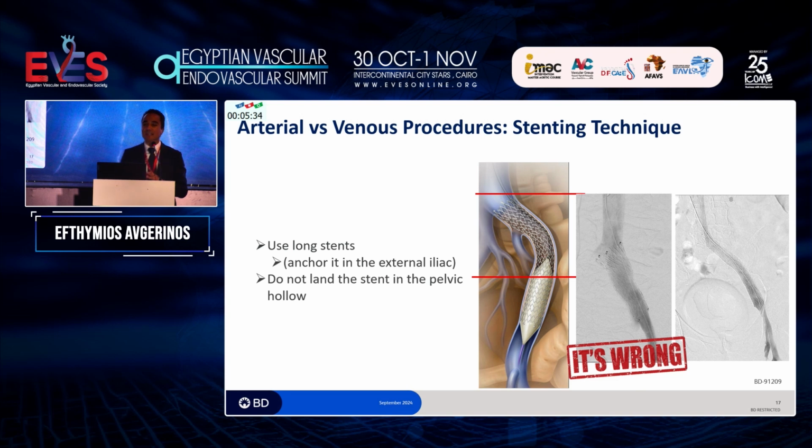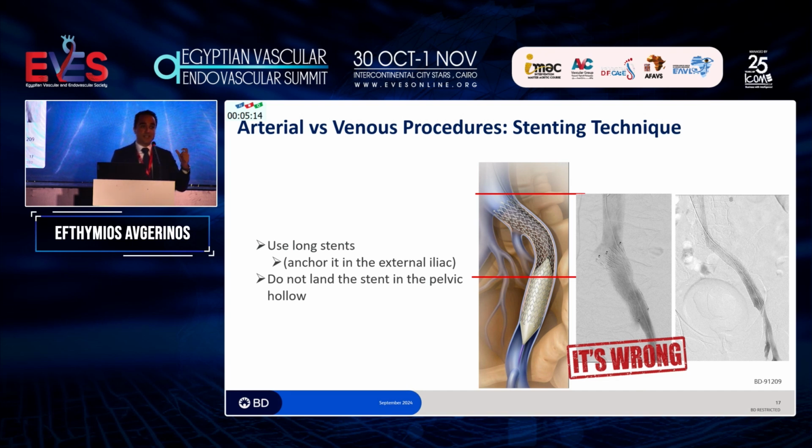How about the stenting technique? Look at the image on the right. These are Venovo stents. This is how I used to do it. I used to use small, short stents, landing them at the common iliac vein. This is not appropriate in today's practice with what we know. You run the risk of getting migration if you place a short stent.